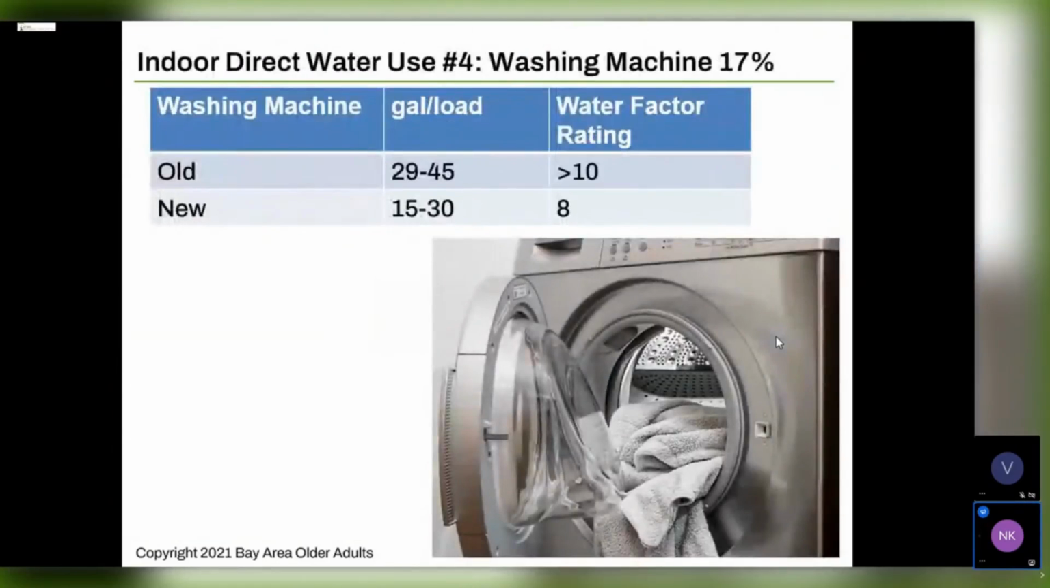The next big water use indoors is the washing machine, 17%. Older washing machines used up to 45 gallons per load, but now we have high efficiency washing machines that use 15 to 30 gallons per load. The efficiency of the machine is measured by a water factor rating, which has improved from 10 down to 8.